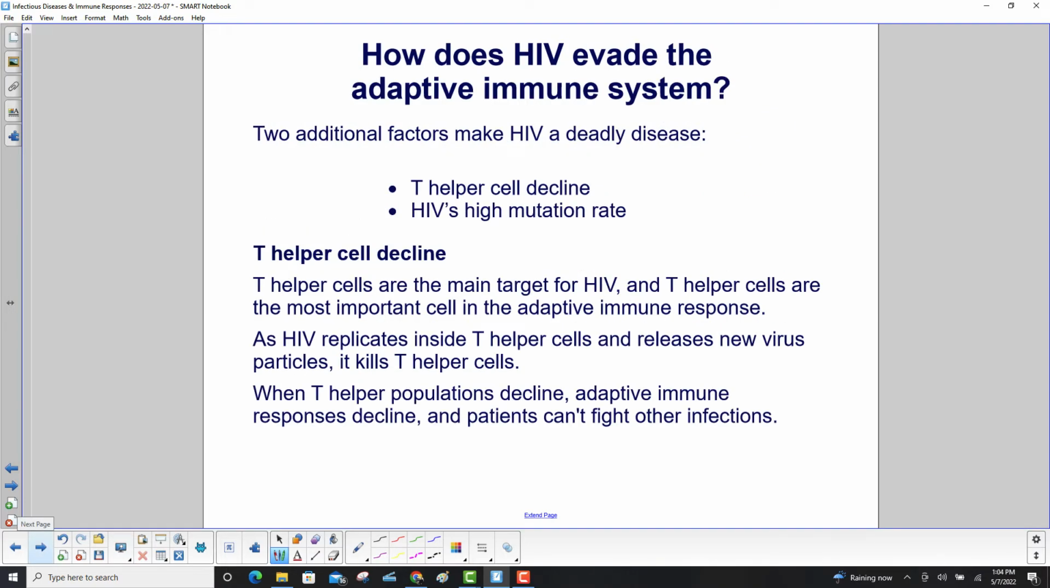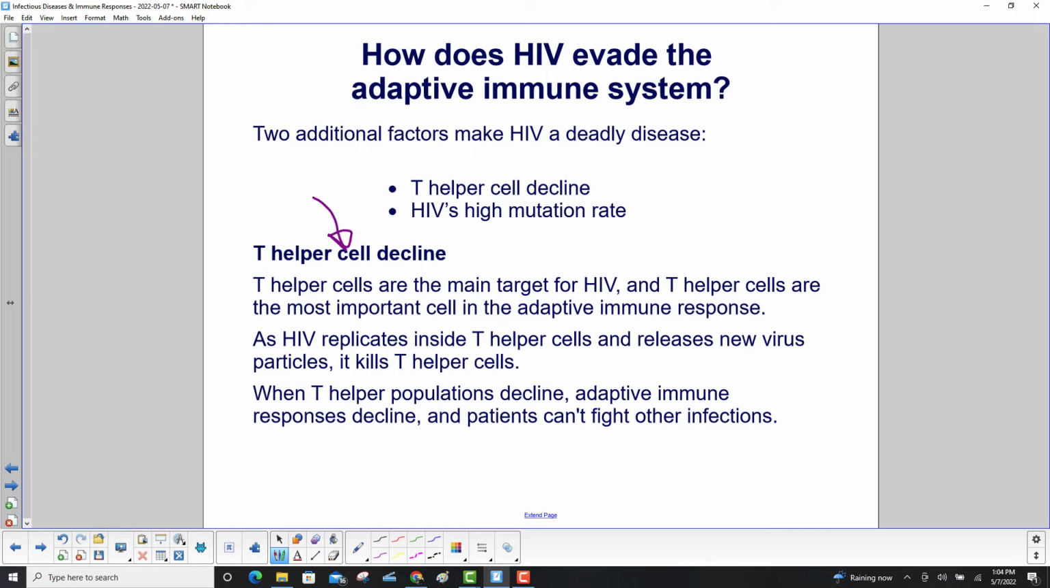2 additional factors make HIV a deadly disease. 1, the T helper cell decline, and 2, HIV's high mutation rate. The cell that we showed on the previous slides was a T helper cell. So that's the first one here, the T helper cell decline. They are the main target for HIV, and T helper cells are the most important cell in the adaptive immune response. As HIV replicates inside the T helper cells and releases new virus particles, it kills the T helper cells.